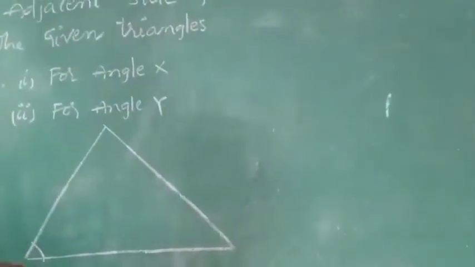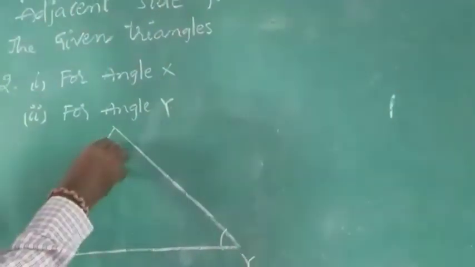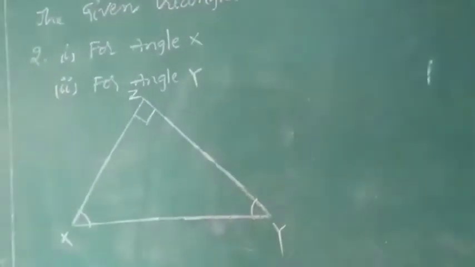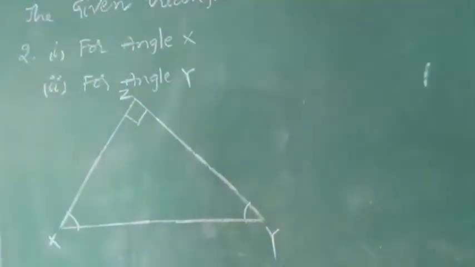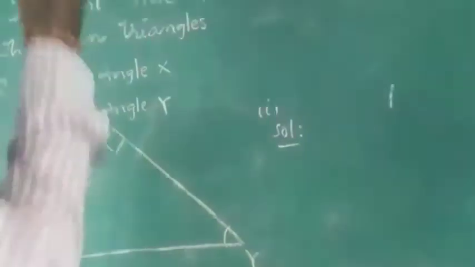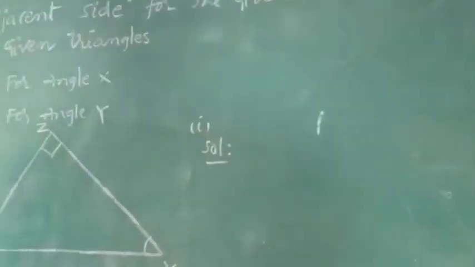Here is the X and here is the capital Y and this is the symbol 90 degrees. What is the question? We need to find out for the first one. Let me write the first solution. It's a very important solution for the first one. For angle X, we write separately. You can understand clearly.